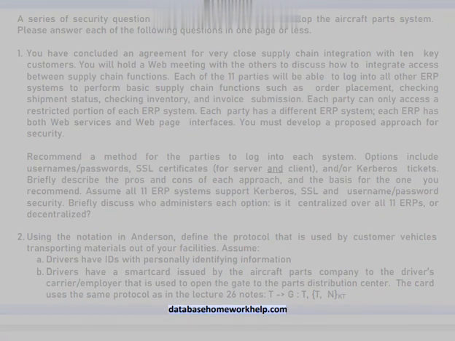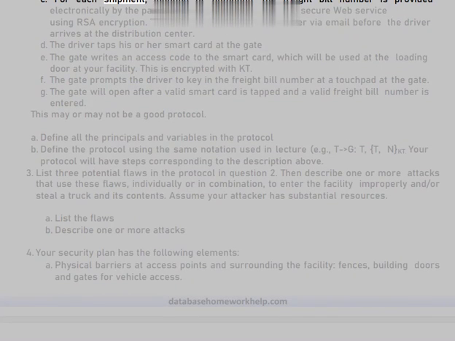C. For each shipment, inbound or outbound, the freight bill number is provided electronically by the parts distributor to the carrier via a secure web service using RSA encryption. The carrier provides it to the driver via email before the driver arrives at the distribution center.